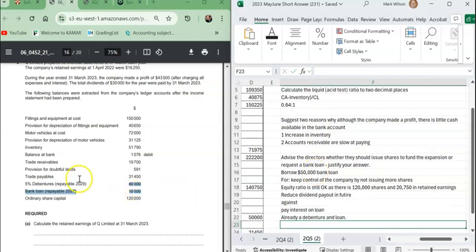Done. And that's another 20 marks and the finish of the 2023 May-June paper 21. Well done.